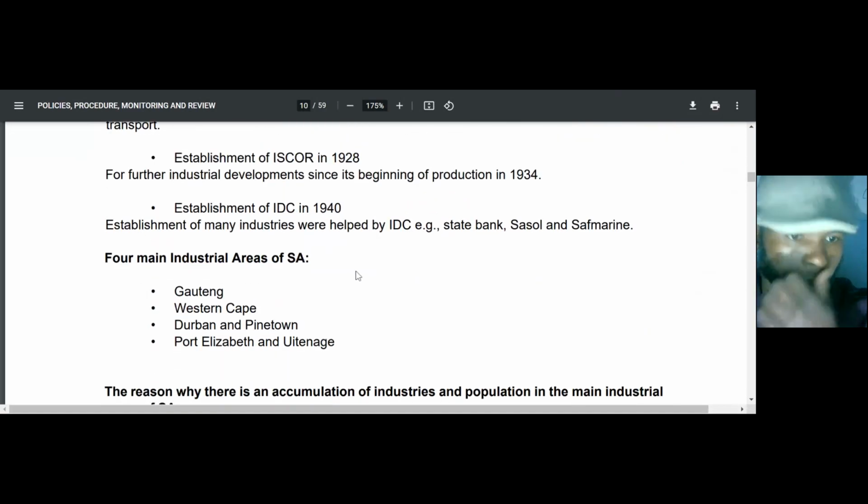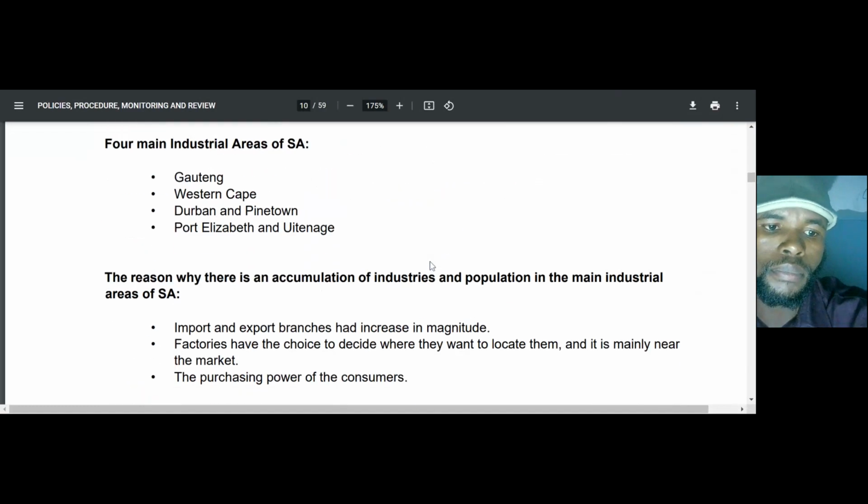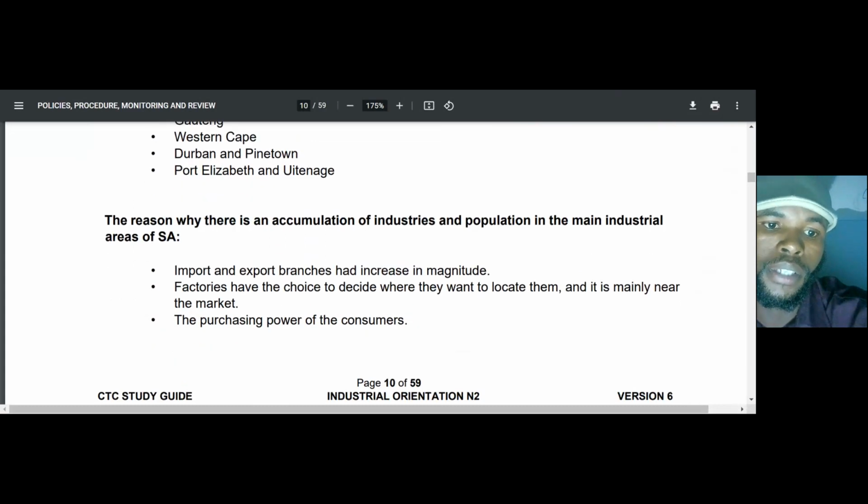Okay, now we have four main industrial areas of South Africa. We've got Gauteng, Western Cape, Durban and Pinetown, and PE and Uitenhage. Now, the reason why there is an accumulation of industries and population in the main industrial areas of South Africa, what are the reasons?